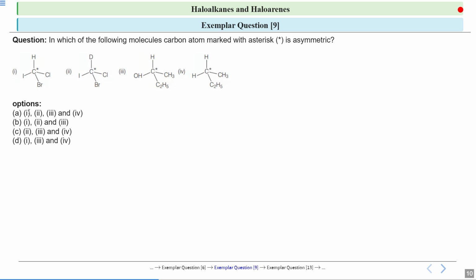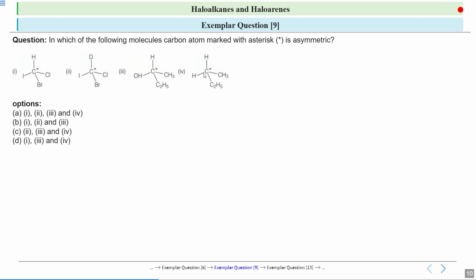So options are first, second and third, second, third and fourth, or first, third and fourth. You can see your first molecule where the carbon having the asterisk symbol is attached with hydrogen, iodine, bromine and chlorine. The second molecule where the carbon having the asterisk is attached with deuterium, iodine, bromine and chlorine, all different atoms, right? In the third molecule, this asterisk-containing carbon is attached with hydrogen, hydroxyl group, methyl group and ethyl group.